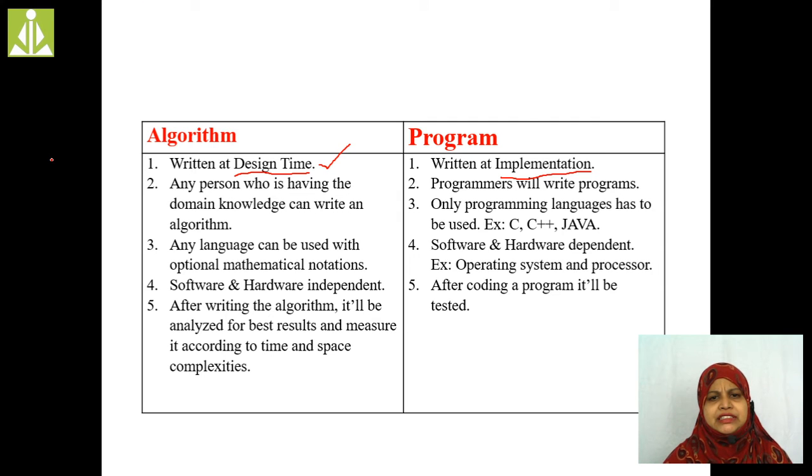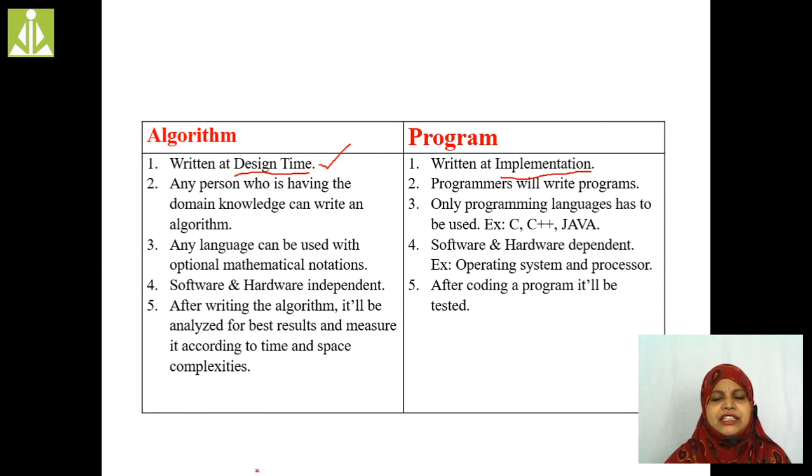Next one, any person who has the domain knowledge can write an algorithm. Any person who is going to work on that particular project must know what type of problem it is and what type of project you are going to design. That person can write the algorithm. But in the case of a program, only programmers can write the program. Domain knowledge is different and programmers are different.